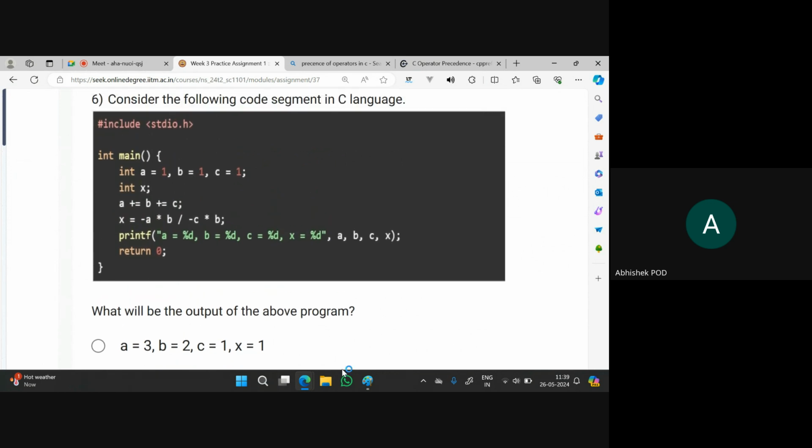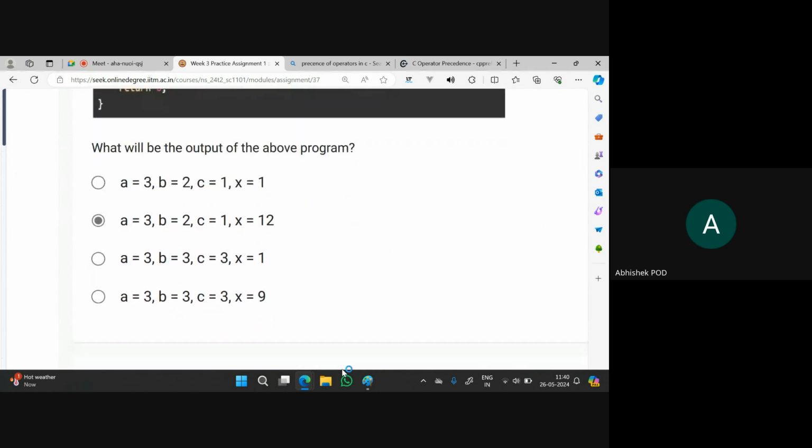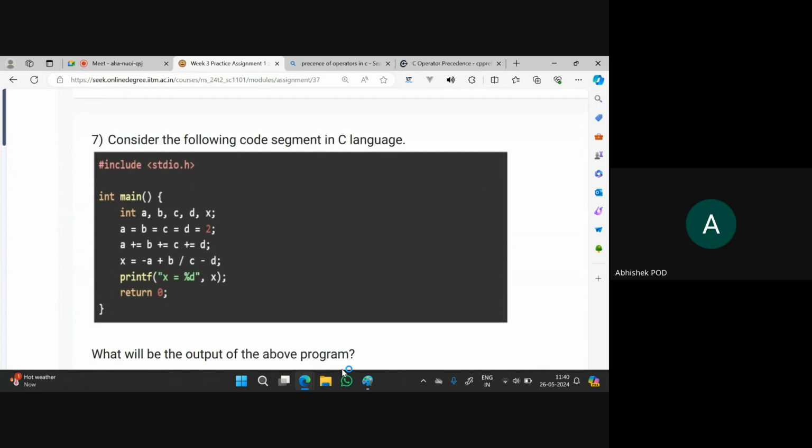Are you able to understand this? Yes, sir. All right. Okay, so if this thing is making sense, I hope the rest of the questions will be easily solvable by you.